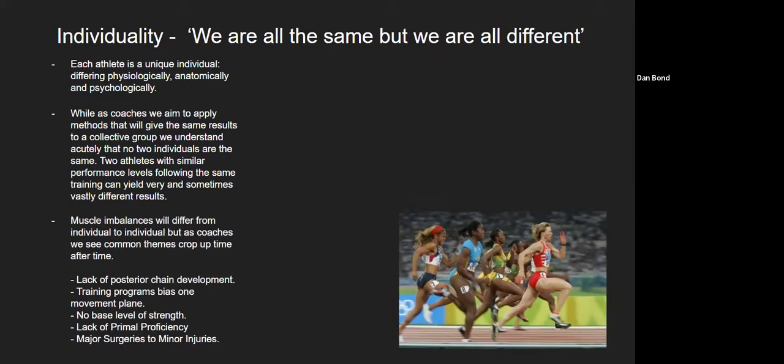We will see that difference from individual to individual, but as coaches, we see common themes crop up time after time. Lack of posterior chain, training programs biasing one movement plane. Maybe they've come from a different coach and they've been doing something the same for years. No base level of strength, lack of primal proficiency, and also major surgeries to minor injuries that they've had past or present, all right? So this is where we can start to see those themes.